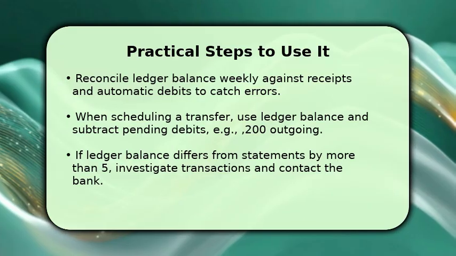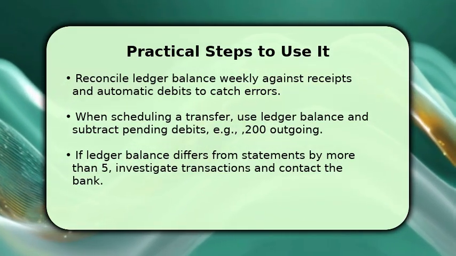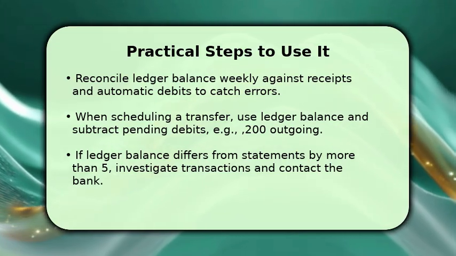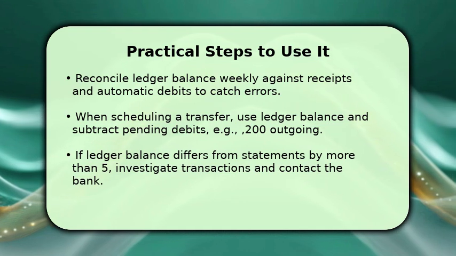If your ledger balance differs from your expected statement amount by more than $5, review recent postings and contact the bank promptly. Document dates, amounts, and merchant names to resolve posting or hold discrepancies efficiently.